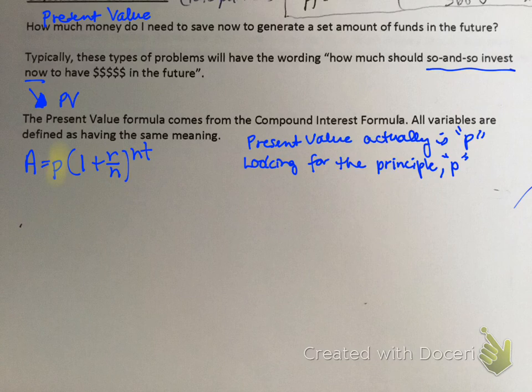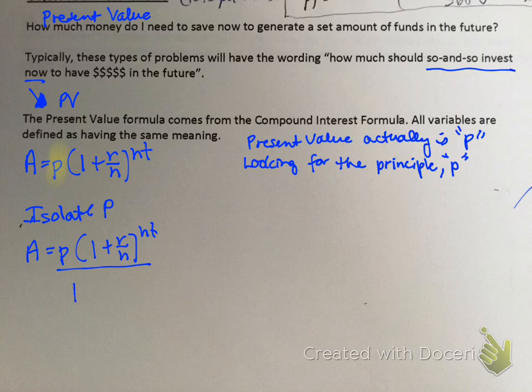Or you can rearrange the formula so that P is isolated. To do that, what you're going to do is read it. It says P times the quantity 1 plus R over N raised to the NT. So the opposite of multiplication is division. So what I'm going to do is divide both sides by 1 plus R over N raised to the NT. And what I do to one side, I have to do to the other.